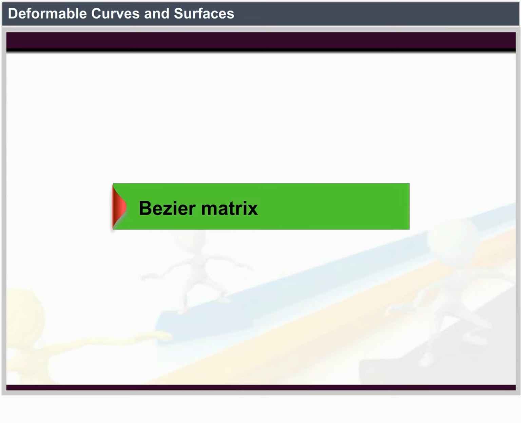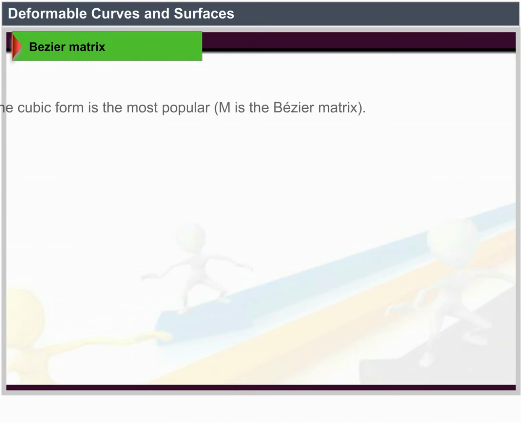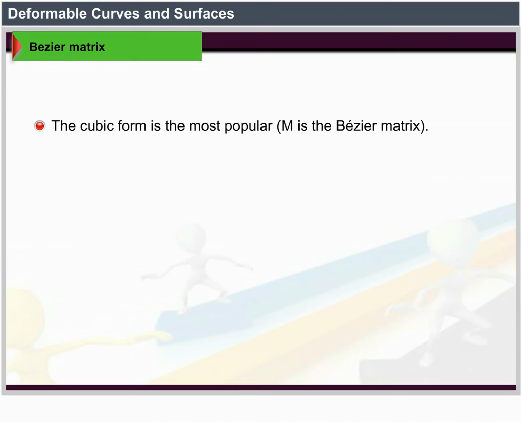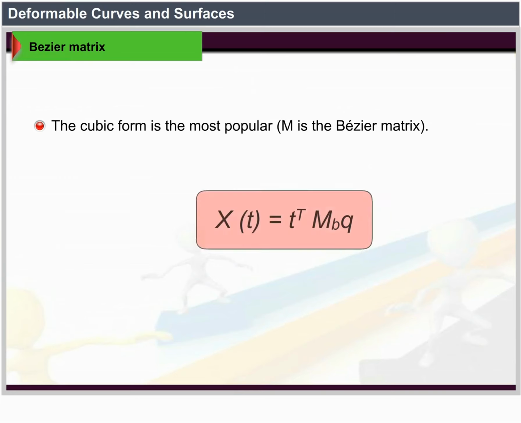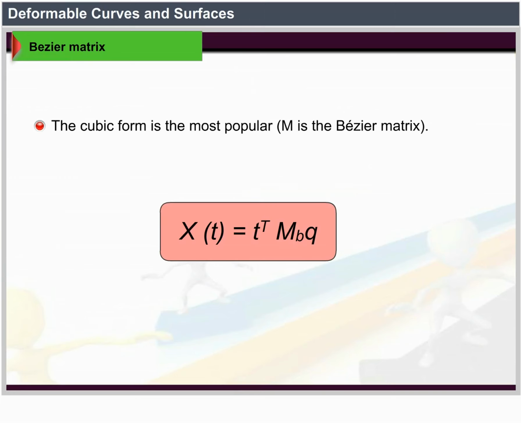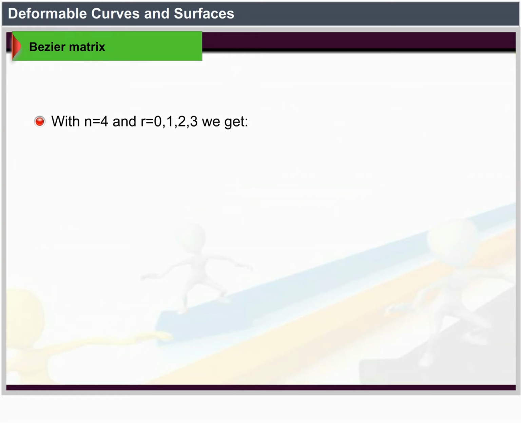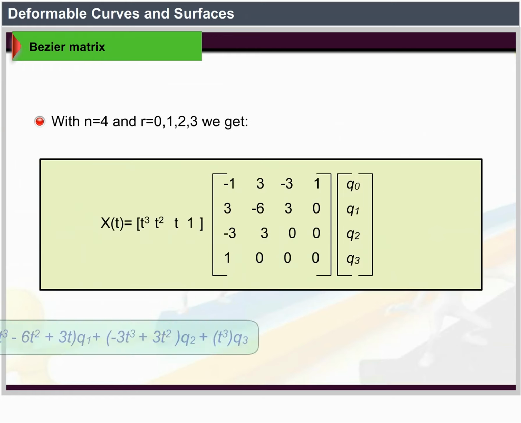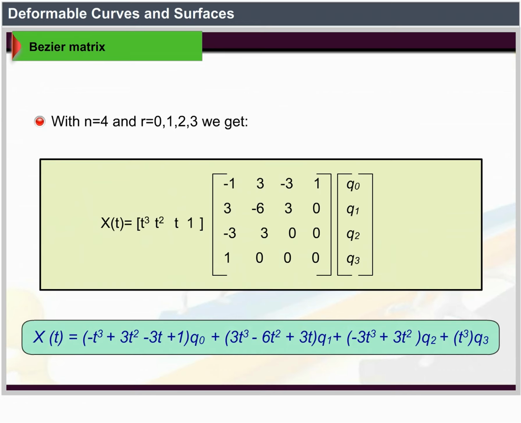Bézier matrix. The cubic form is the most popular. M is the Bézier matrix in the equation x(t) equals T M B. With n equals 4 and r equaling 0, 1, 2, 3, we get the matrix. Similar matrices can be obtained for y of t and z of t as well.